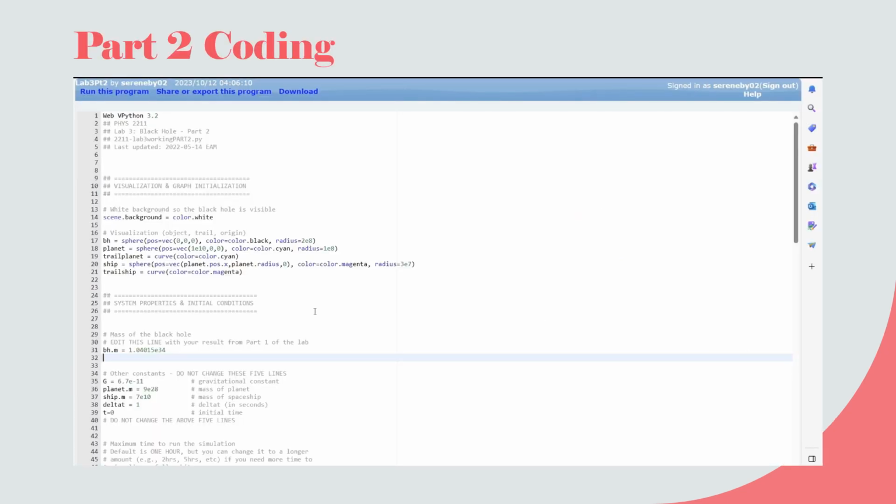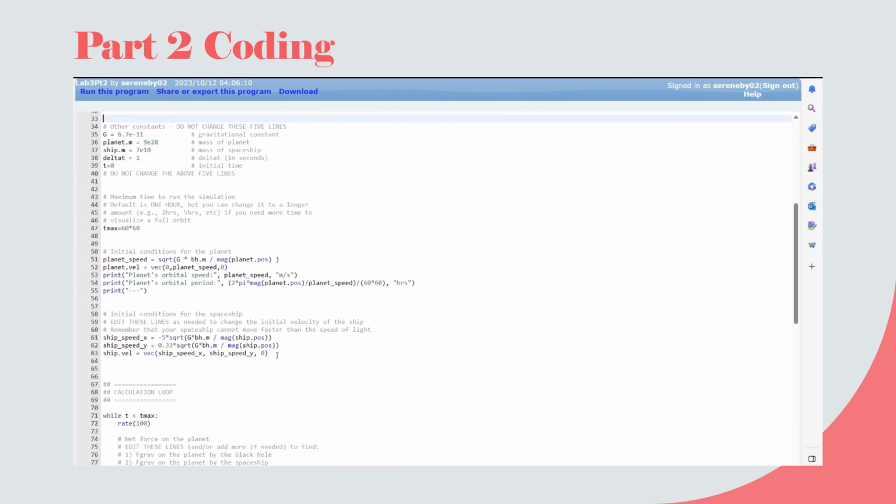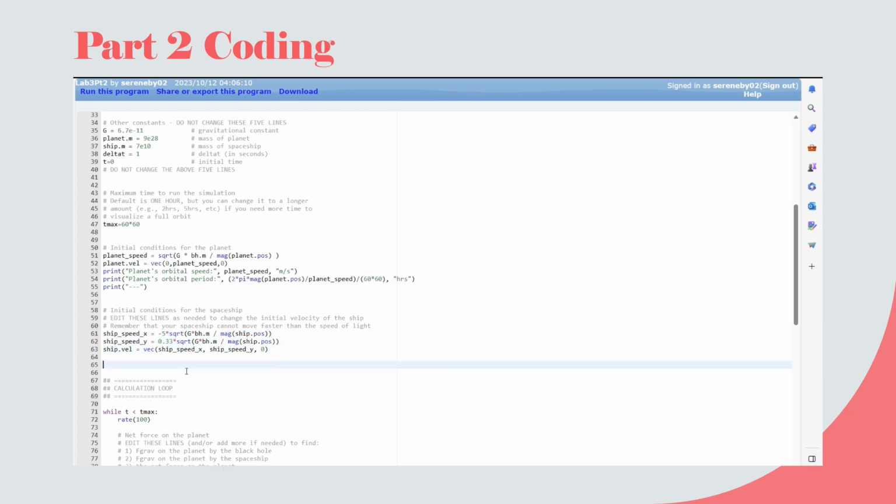Here is the second part of the lab. I've inputted the mass of the black hole, and I have inputted the initial conditions for the spaceship, calculating the initial velocity. The x component is -5 and the y component is 0.33.